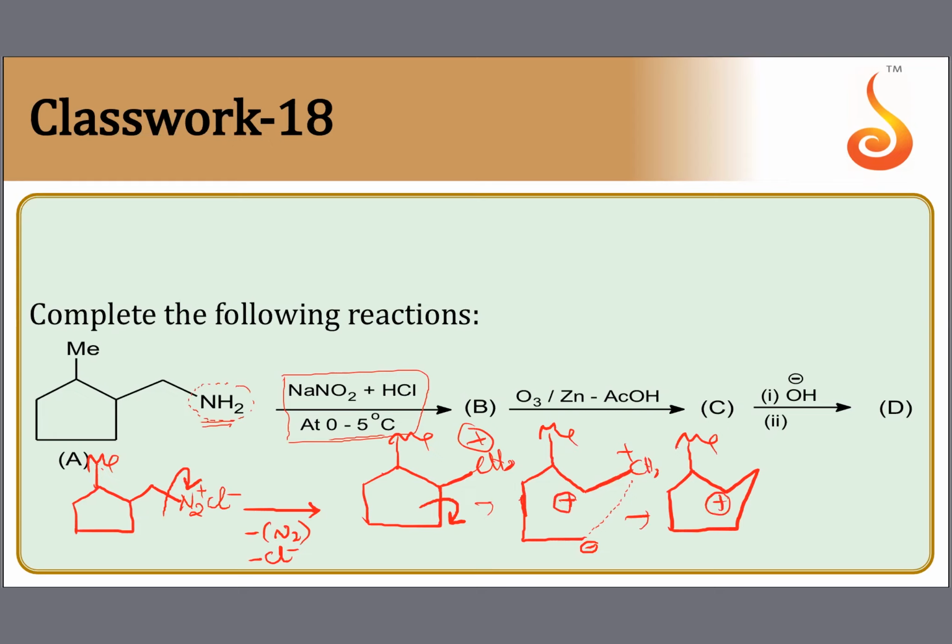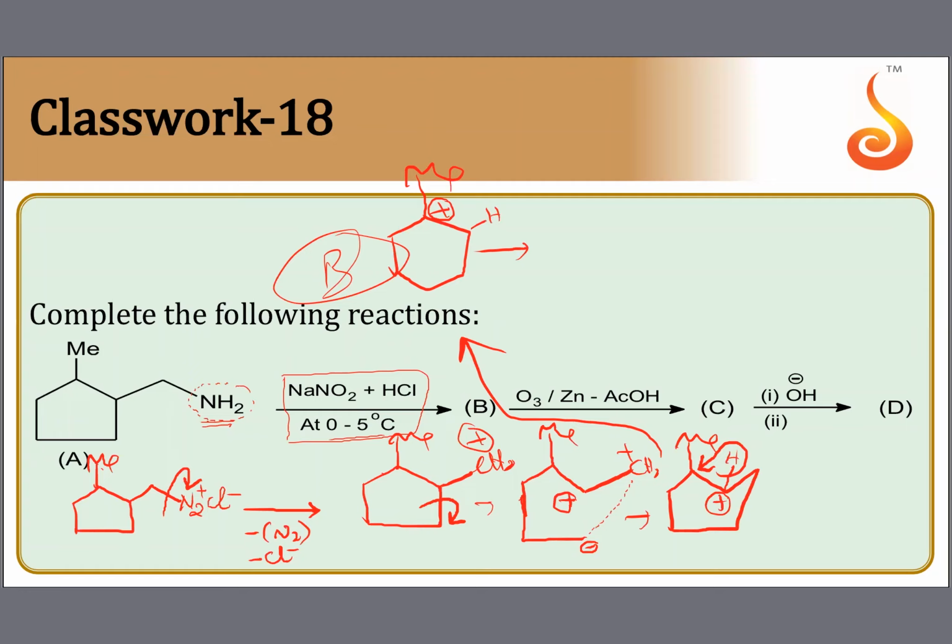But again, H minus shift takes place to give the relatively stable carbocation, 6-membered. Yes, that is B. That much of story is there. Now it is subjected to dehydration. The stable one only we can take directly. So just a double bond here, Me here.